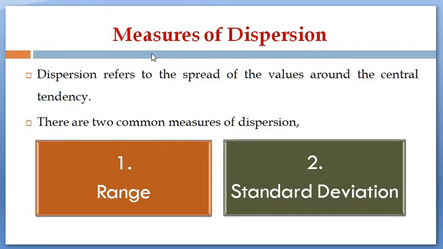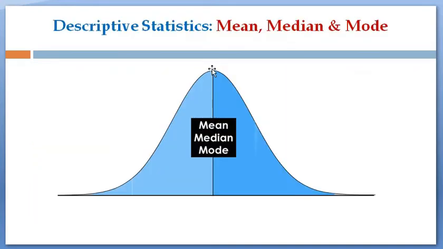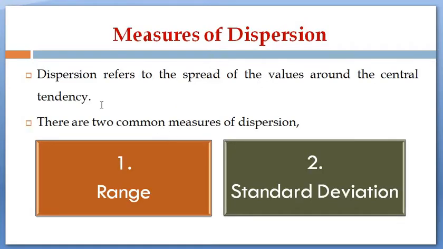Then coming to measures of dispersion. Dispersion refers to the spread of values around a central tendency. So what does spread of values mean? If this is the median and this is the mean, where the mean is the average value of the data set, and here is a data point, then how far is this data point spread from the mean? How the data point is located at a distance from the mean can be calculated using the measures of dispersion.